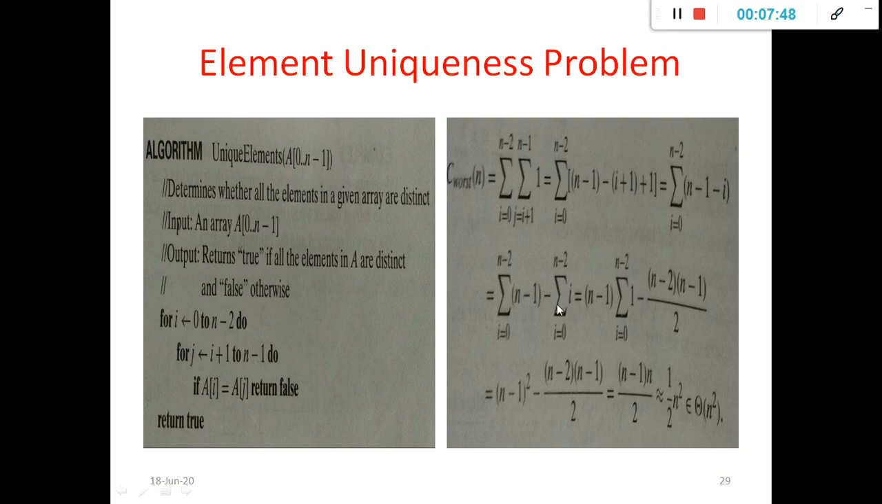Then you have to further expand this n minus 1 minus i using the summation rules. You will get n minus 1 times n minus 1, and by expanding further you get n minus 2 divided by 2. Then you further apply the summation rules and formulas. You will get n minus 2 squared minus n minus 2, which equals n minus 1 times n by 2, and it is approximately equal to n squared by 2, and that belongs to n squared. This is how you can calculate the time complexity for the element uniqueness problem, by applying the summation rules and summation formulas.